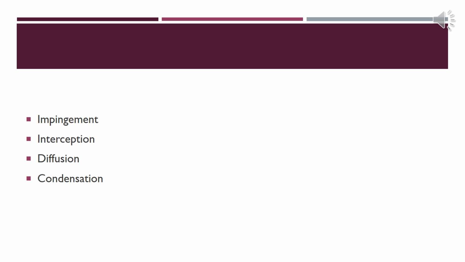Number 2 is interception. Particles that move with the gas stream may not impinge on the droplets but can be captured because they brush against the droplet and adhere there. This is known as interception. Number 3. Diffusion. Diffusion of the particulate matter on the liquid mediums helps in the removal of the particulate matter. Number 4. Condensation. Condensation of the liquid medium on the particulate matter increases the size and weight of the particles. This helps in easy removal of the particles.